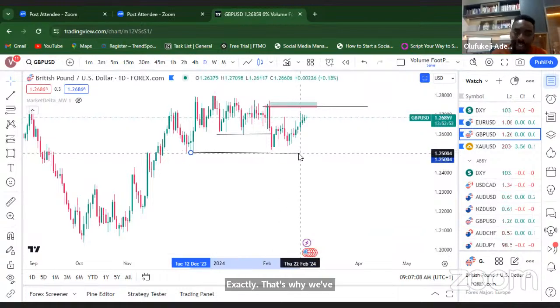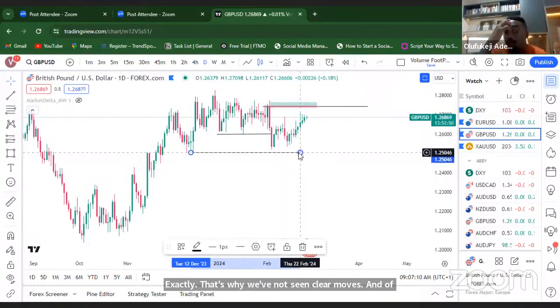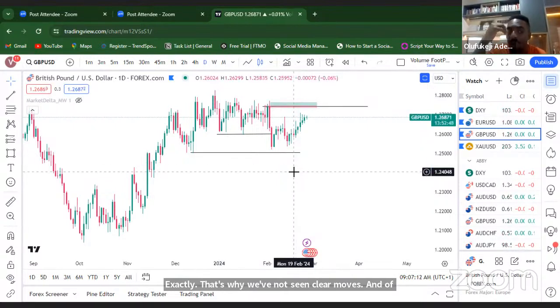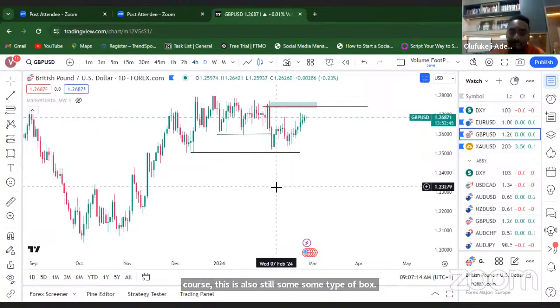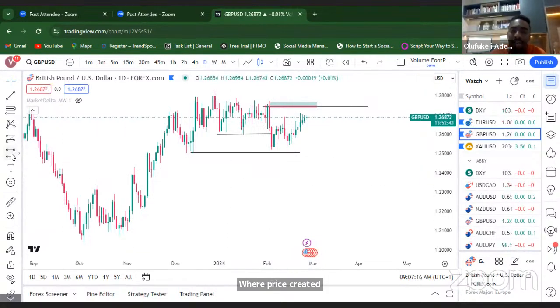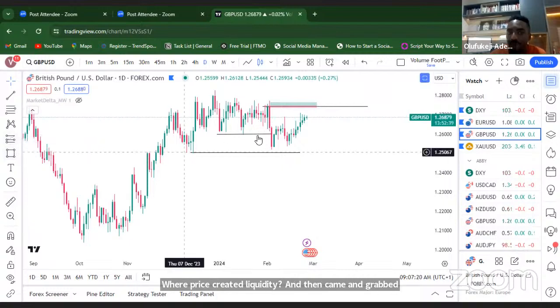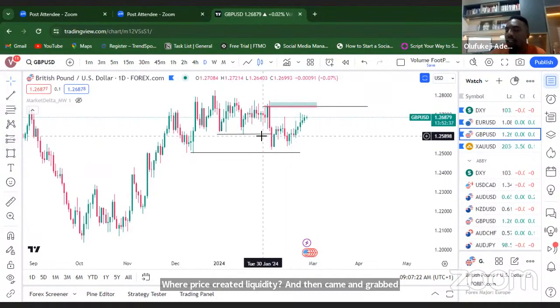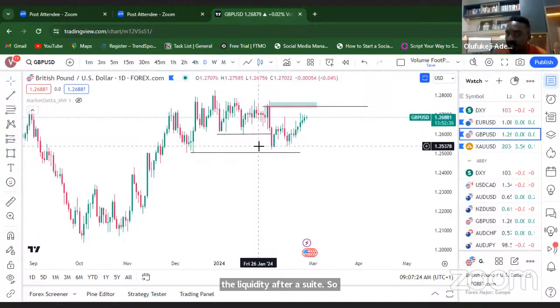And of course, this is also still some type of box where price created liquidity and then came and grabbed the liquidity after a sweep. So this is why we have not seen serious moves, right?